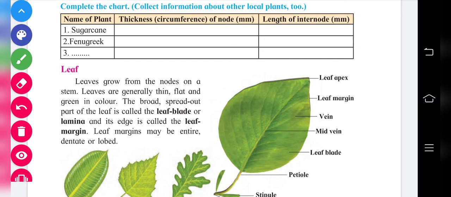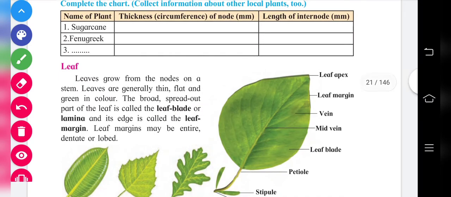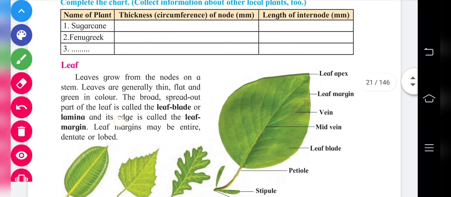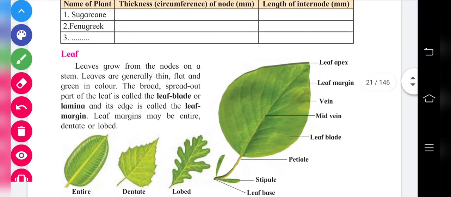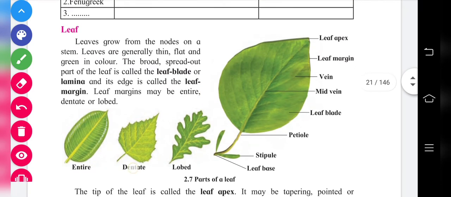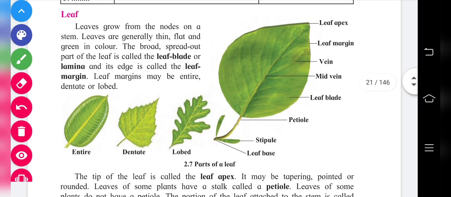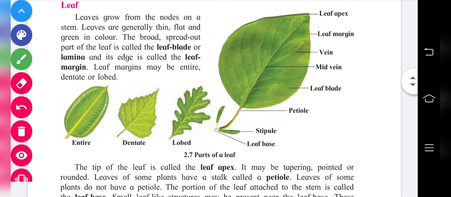The next point is the leaf blade. What is the leaf blade? The leaf blade is also called the lamina. The broad spread part of the leaf is called the lamina. Next is the leaf margin. The leaf margin is the outermost part of the leaf. The types of leaf margin are entire, dentate or lobed. Entire means a smooth leaf margin, dentate means a zigzag-like leaf margin, and lobed means a leaf margin with lobes.